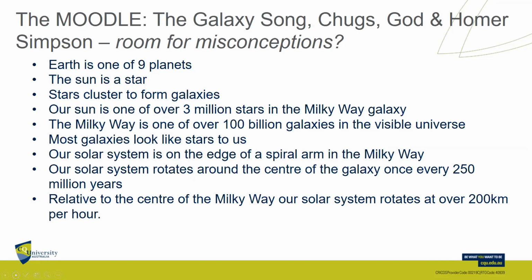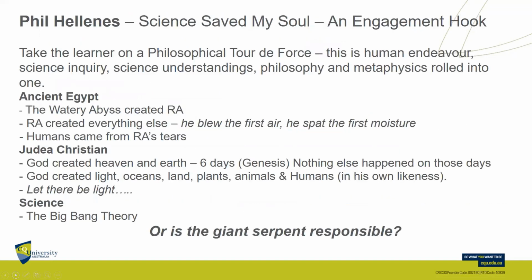discussion. Most galaxies look like stars to us. The solar system is on the edge of a spiral arm in the Milky Way. It rotates around the centre of the galaxy once every 250 million years. And relative to the centre of the Milky Way, our solar system rotates at over 200 kilometres per second. So anytime you want to be the fastest person in the world, I suggest you drive up to the Atherton Tablelands and travel along at 100 kilometres an hour, because in real space-time, you'll be doing 1,100 kilometres an hour. So these are little things that we can excite kids with, little riddles, little mysteries of the universe that we can really use as hooks to get them into it.